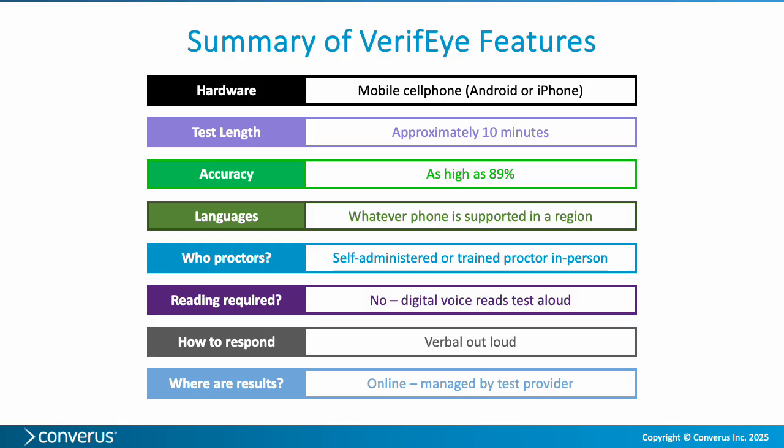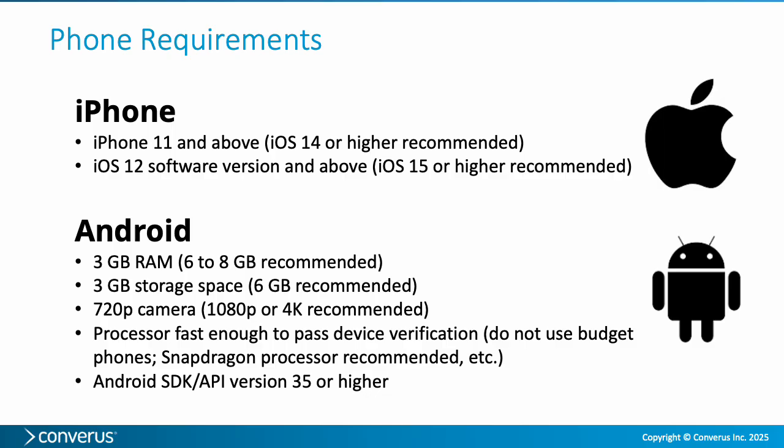The person who proctors or administers the test can be the examinee. However, VerifEye can be administered and monitored by a trained test proctor, just like EyeDetect. The test taker does not read any questions. The test is administered orally using the digital voice available on the phone. The test taker verbally answers each true and false question when prompted. VerifEye test results are available in the Converus dashboard online, where service providers or customers have control over the test reports and their access.